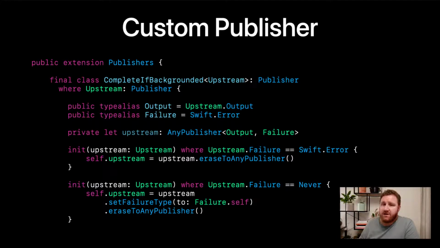And fortunately, we can use type erasure for this because we don't really care what the upstream publisher is. We don't really need to know any of that information. We just care that it's a publisher with an output and the failure that we know it's going to be.